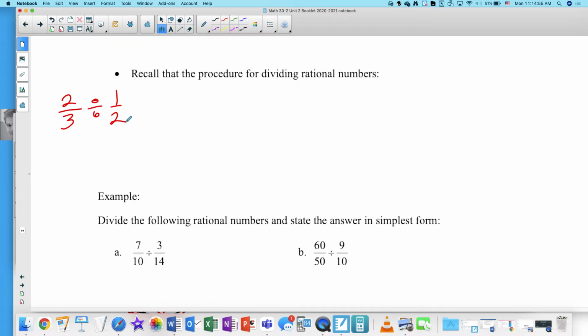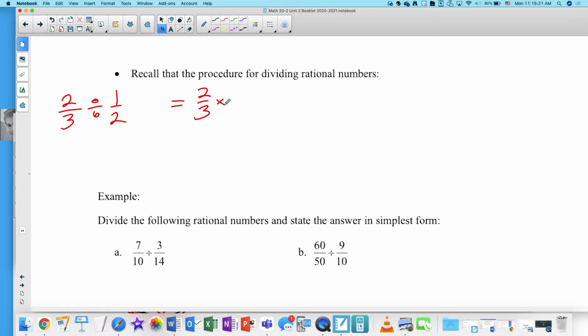What do I do? Yeah? You flip the 2 over, the 1 over 2. Yes, to 2 over 1. And then? Yeah, exactly. So what we do is we multiply by the reciprocal. Take the first one, multiply by the reciprocal of the second. So this is going to equal 2/3.